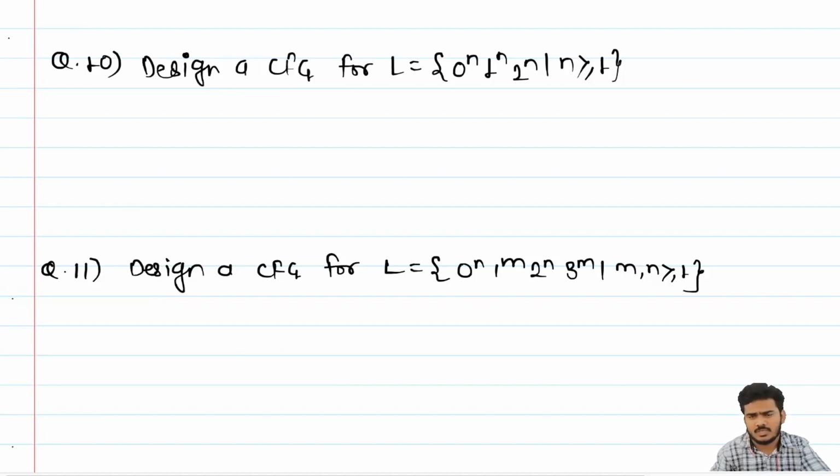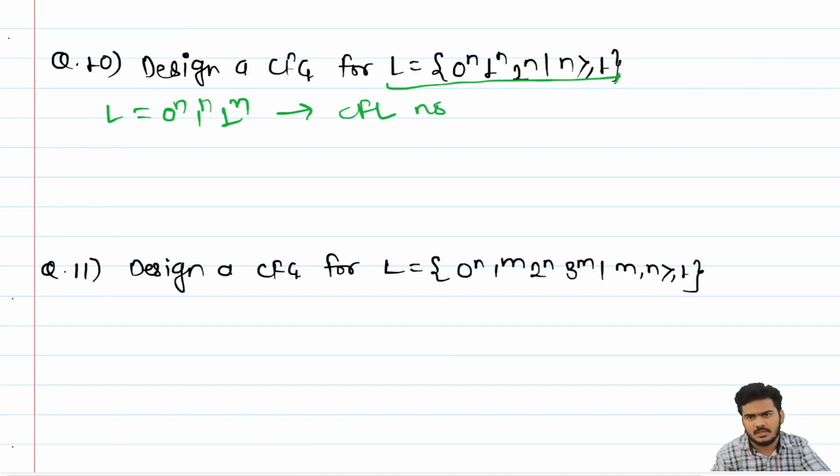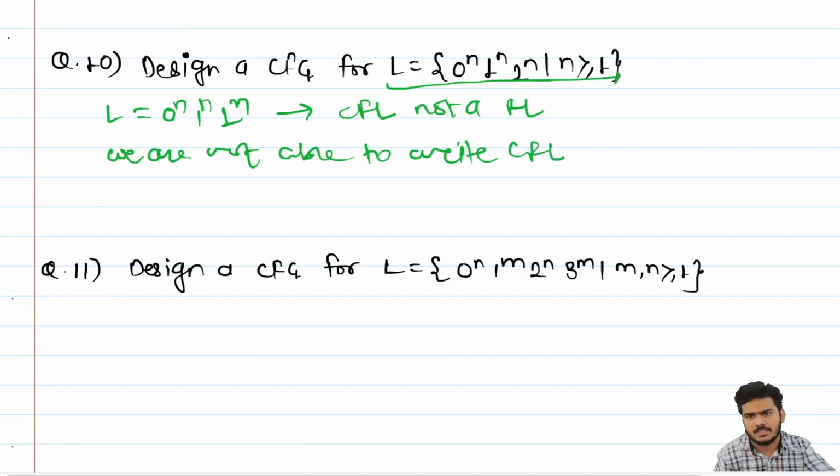So first of all, this language is 0 to the power n, 1 to the power n, and 2 to the power n. Basically this language is not a context free language, and not a regular language. So we are not able to write a CFG, that is context free grammar, for this.